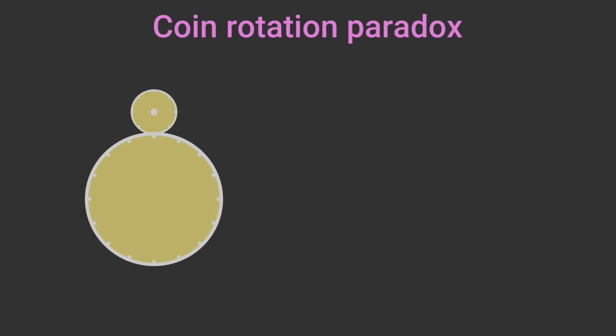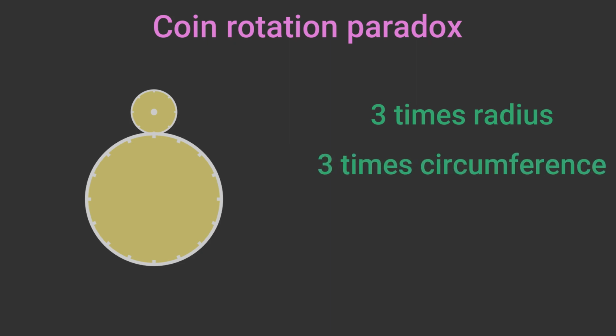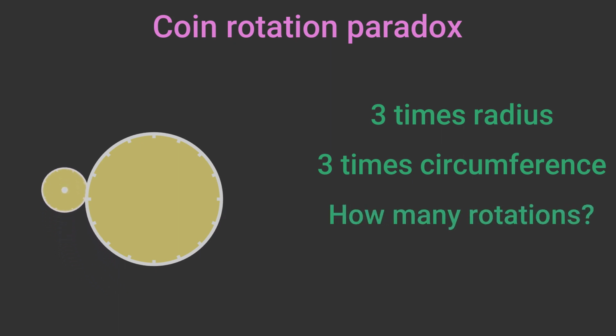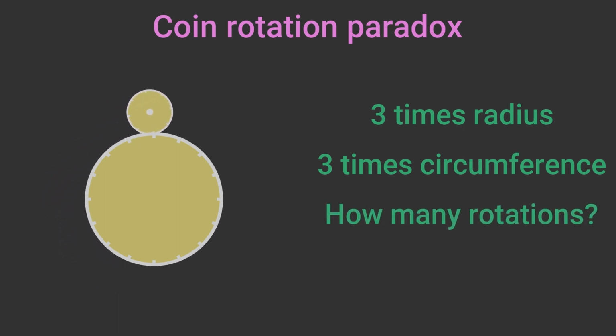Suppose we have two coins. One of the coins is 3 times the radius of the other coin. This also means that the larger coin has 3 times the circumference of the other, because the circumference is 2 pi times the radius. If we roll the small coin around the outer edge of the large coin, without it sliding or slipping, how many times will the small coin rotate about its centre?